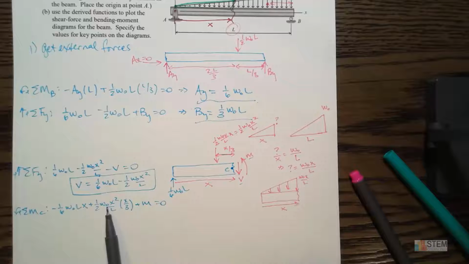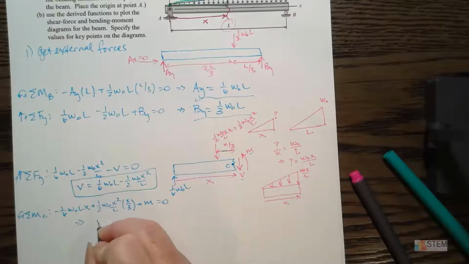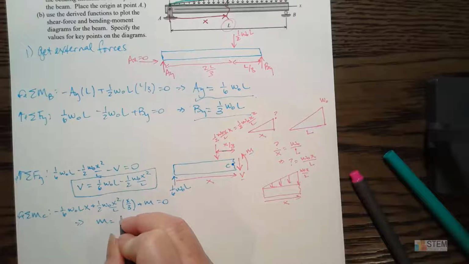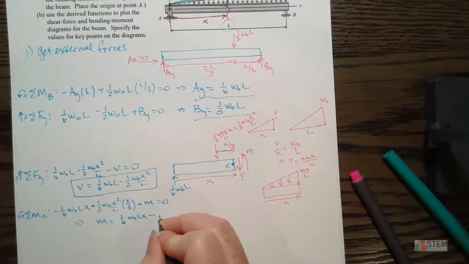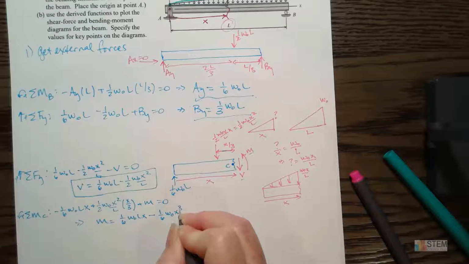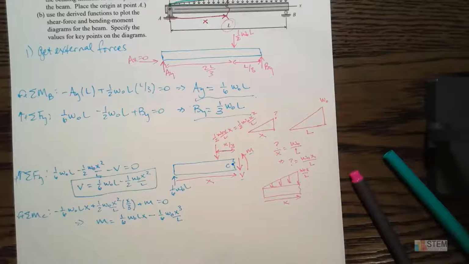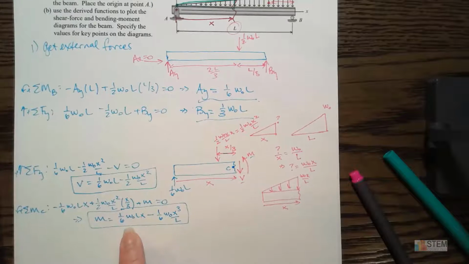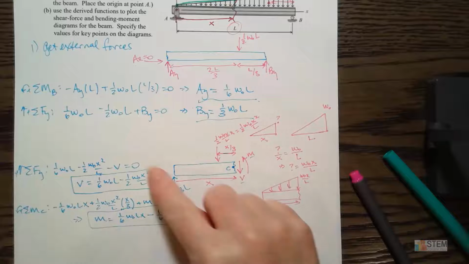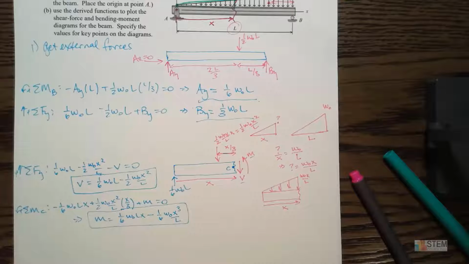Now I need to solve for m. So basically we can move these terms over. So m is going to be 1/6 W naught L X, and then minus 1/6 W naught X cubed over L. And that's what we get for that one. Now this will allow us to find our internal bending moment at any location X. So you could plug in a value for X, get M.